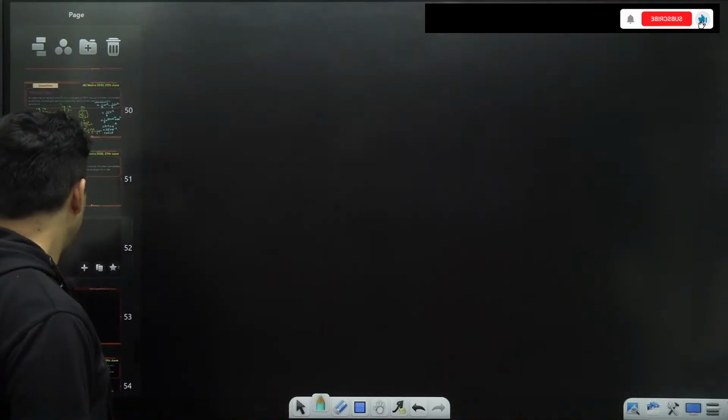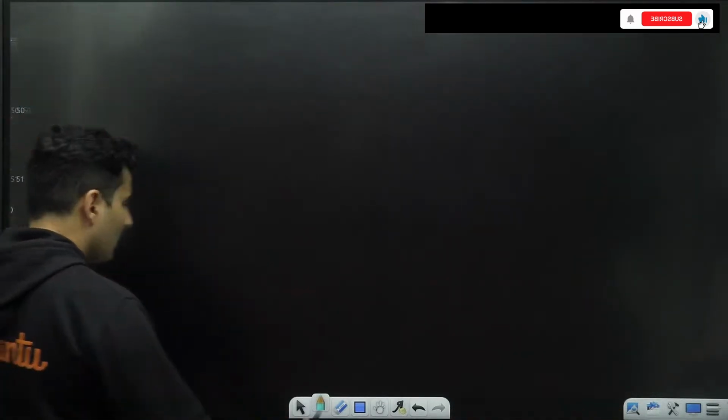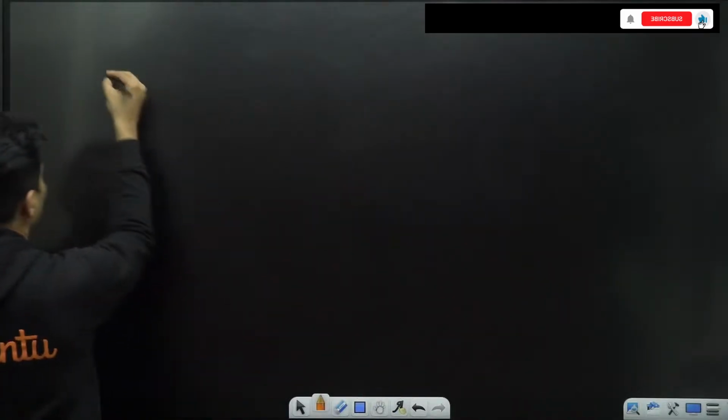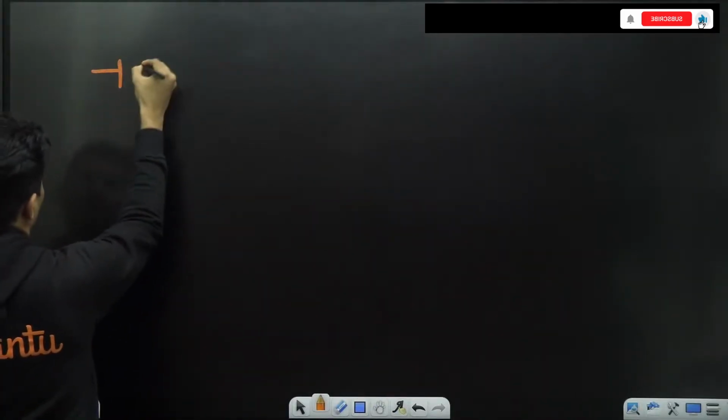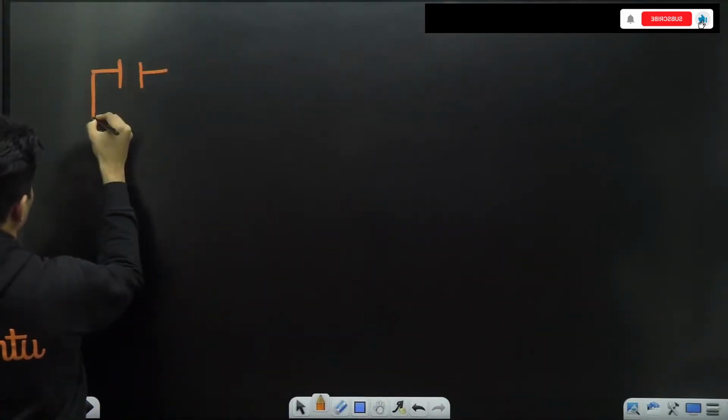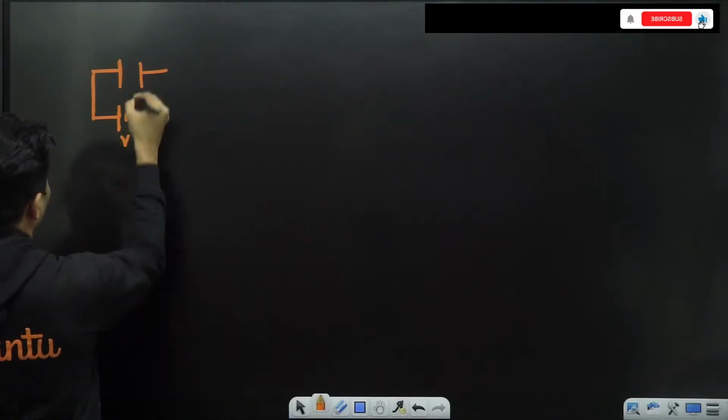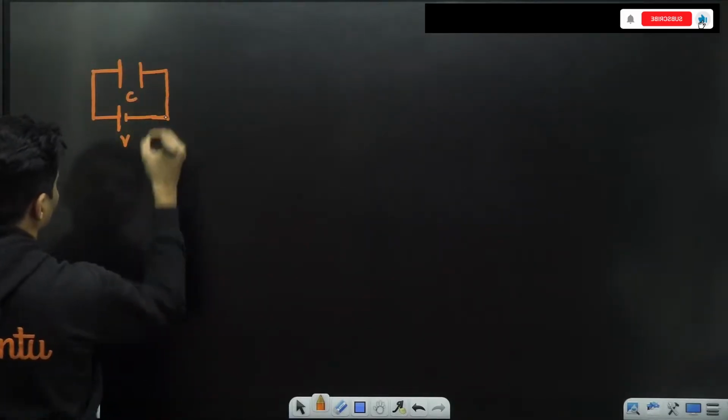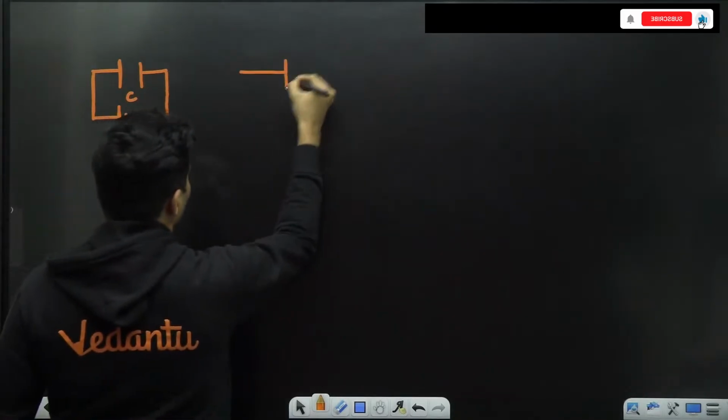Now, let me remind you, there could be many such questions like this. Imagine you have a capacitor which is charged by a battery like this. You disconnect it.